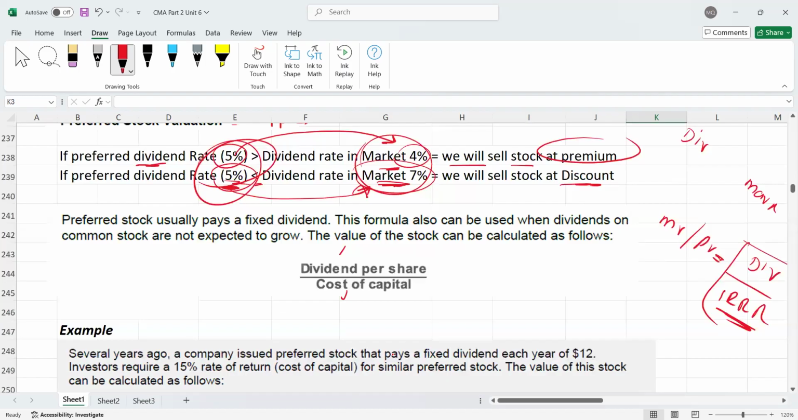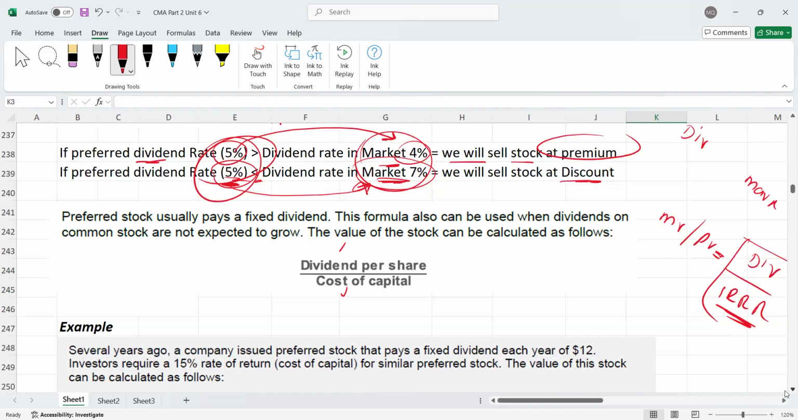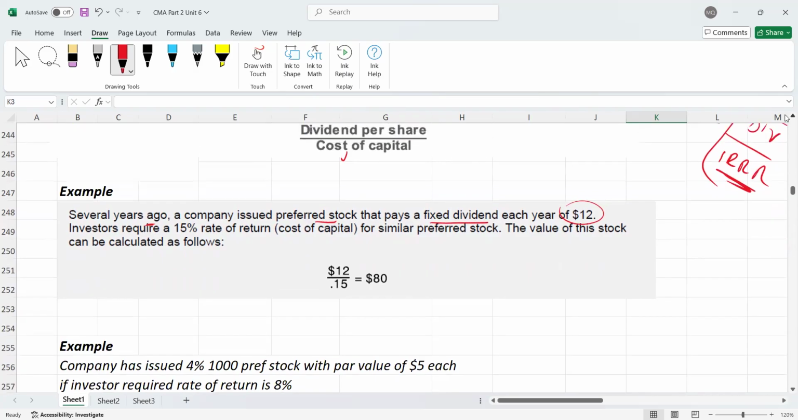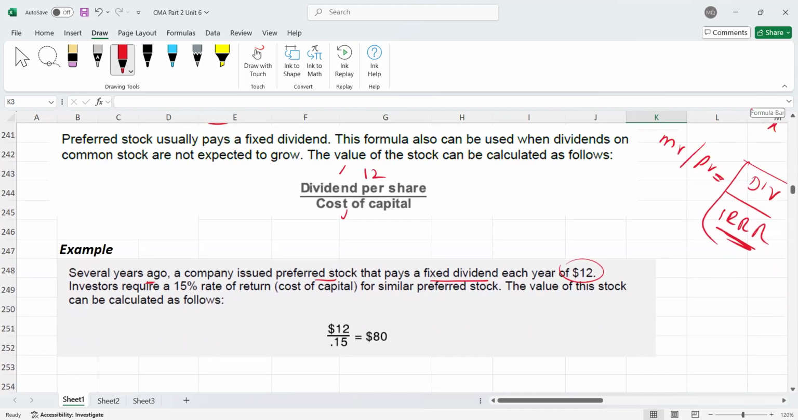Understood? Now, guys, I have a quick question here. For example, several years ago, a company issued preferred stock that pays a fixed dividend each year of $12. So the amount of dividend is $12, divided by cost of capital, the investor required rate of return, 15%. So we'll take 0.15. If I solve, $80 will be your market value of the stock.